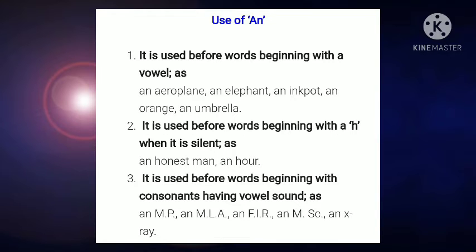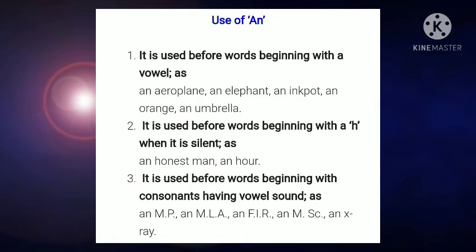The third condition is that it is used before words beginning with consonants having a vowel sound. The words start with a consonant letter, but the sound is like a vowel. For example, an MP, an MLA, an FIR, an MSc, an X-ray. These begin with a consonant but have a vowel sound, so we use the article an.